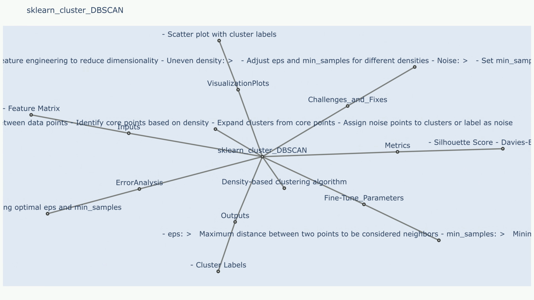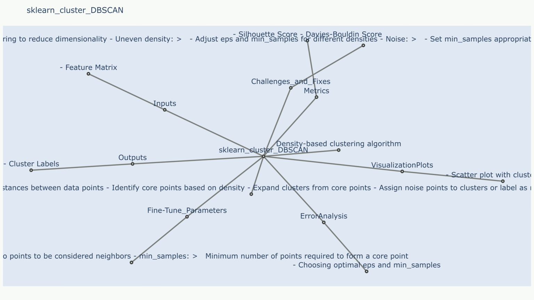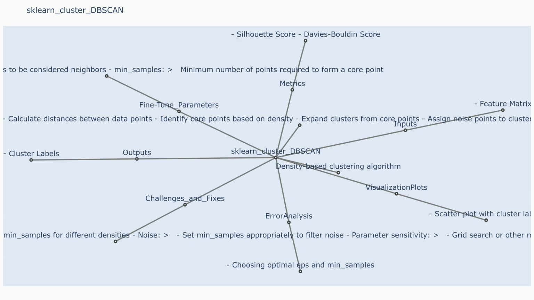DBSCAN is a deterministic algorithm, so uncertainty methods like bootstrapping or bagging are not directly applicable. However, one can perform sensitivity analysis by varying the eps and min_samples parameters to evaluate the robustness of the clustering results. Evaluating the stability of the clustering by running DBSCAN on different subsets of the data or perturbed data can provide insights into the uncertainty of the results.